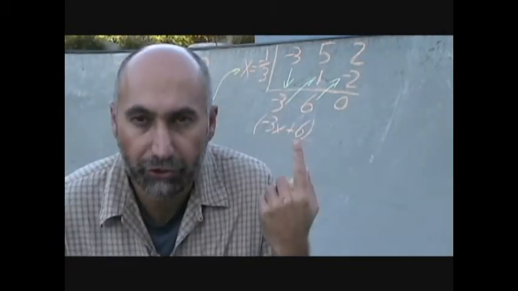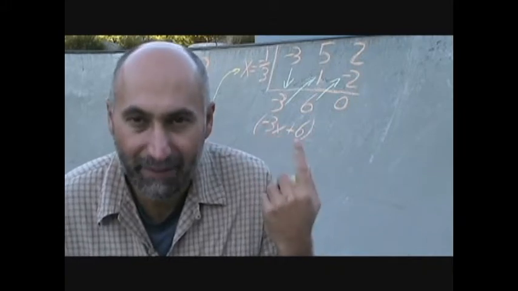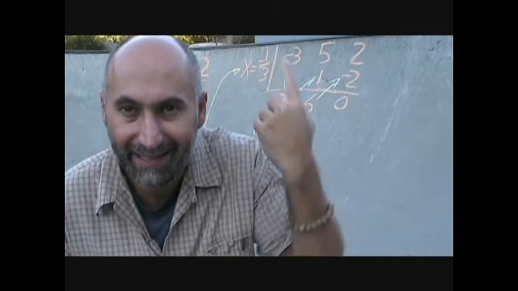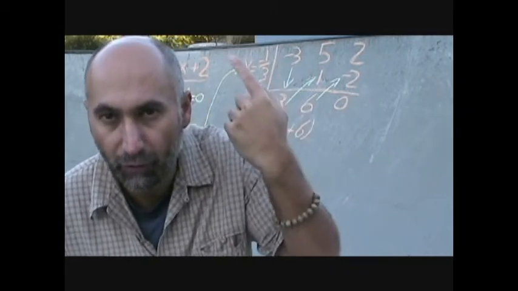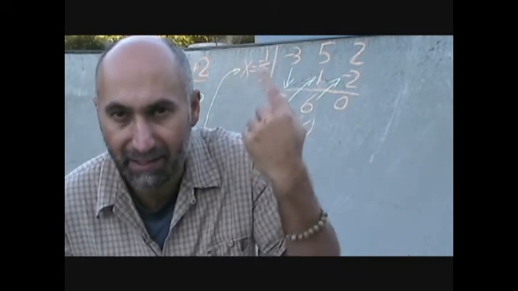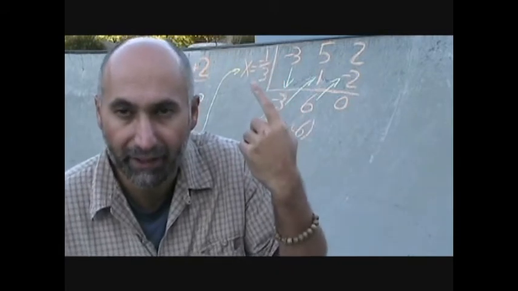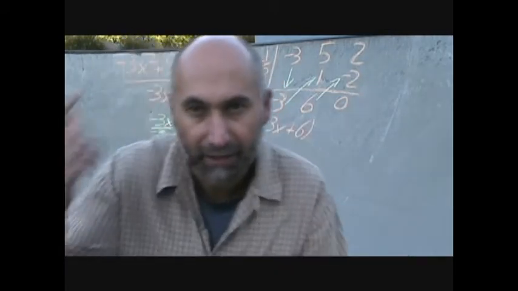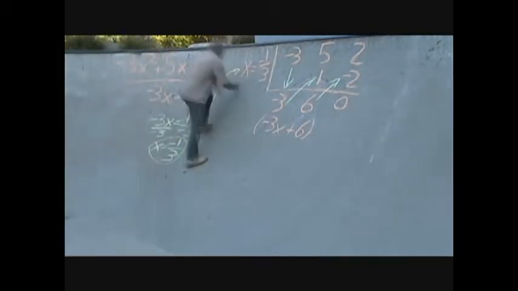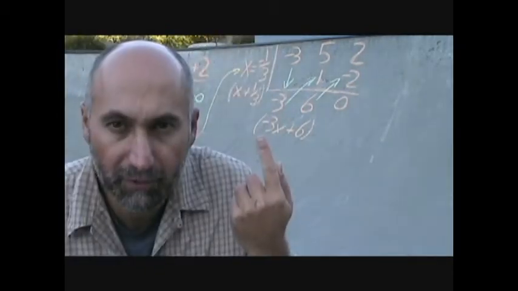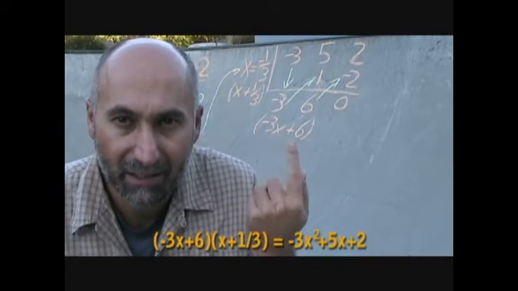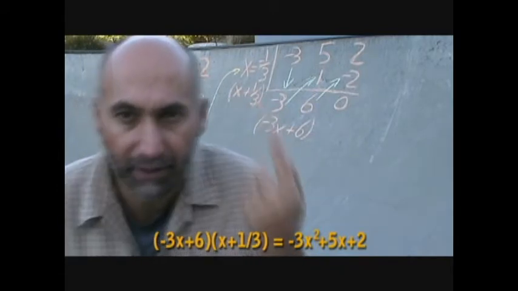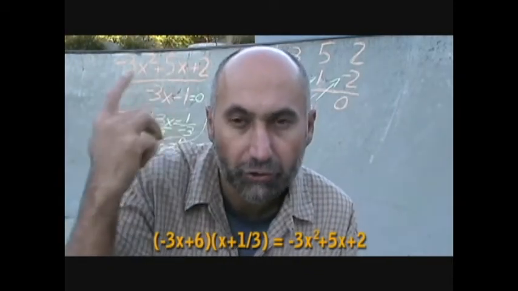This becomes our quotient. What this means is if you brought the negative 3, negative 1 over 3 over, this would be x plus 1 over 3. So if you multiplied negative 3x plus 6 by x plus 1 over 3, you would get back our original polynomial.